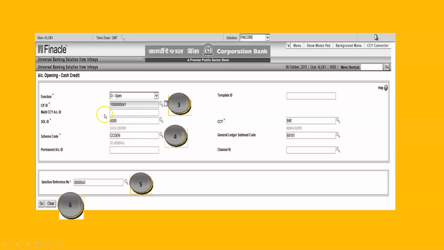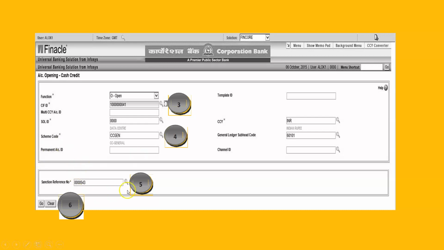Then the Sol ID of the branch where you're working will automatically populate here. It is a trading server, so it's 0000 here. Scheme code is CC Gen here, right? CC Cash Credit General, or it can be OD Gen, OD 101, depending on the schemes of various banks also.